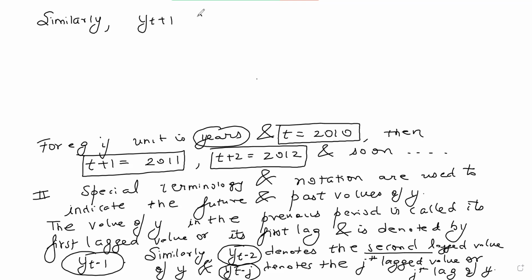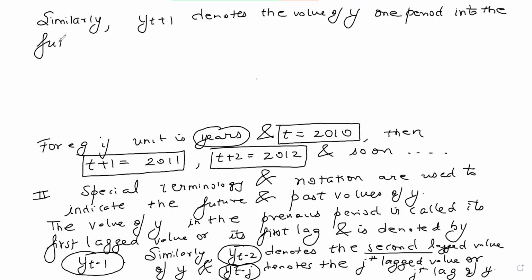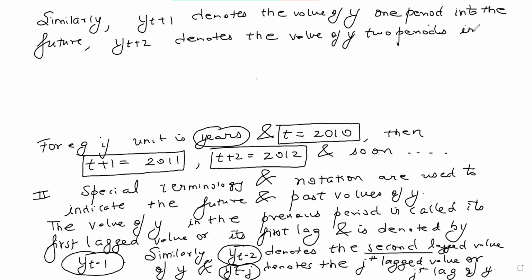Yt plus 1 denotes the value of y one period in the future. Yt plus 2 denotes the value of y 2 periods into the future, and so on. So I hope students have understood this.